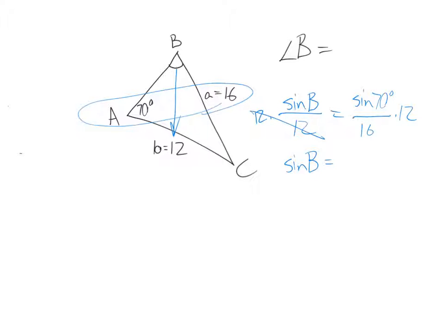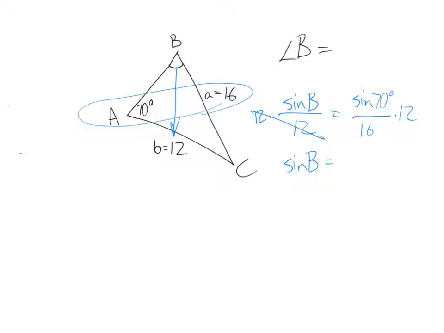Oh, you know what? I know what you guys did wrong. You copied it down wrong. It's 70 degrees. Oh, that's why, I was wondering why you were off. Okay, you just copied the angle down wrong. It's 70 degrees. Oops. So 16 sine B equals what? 12.